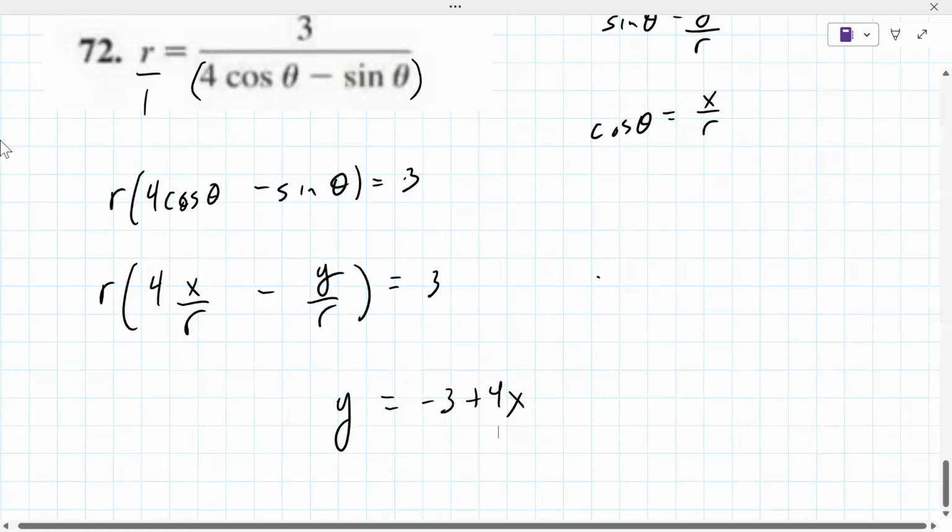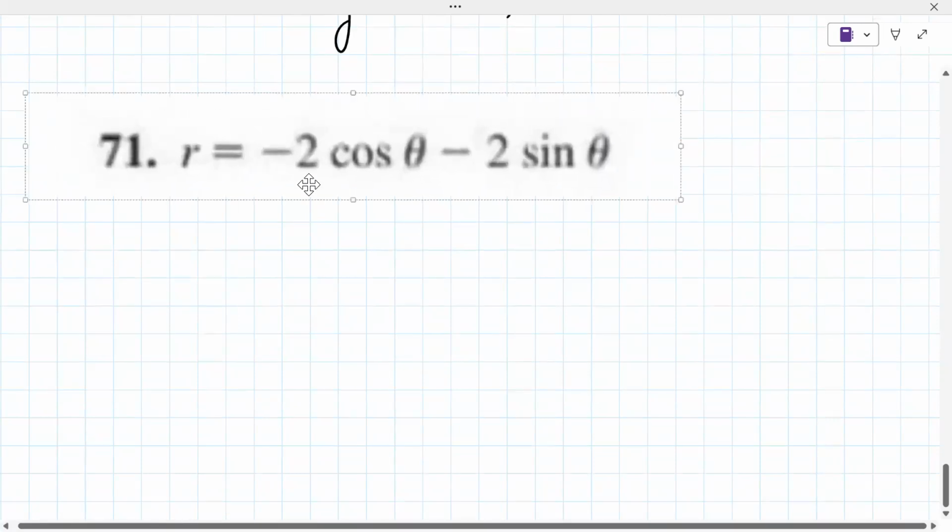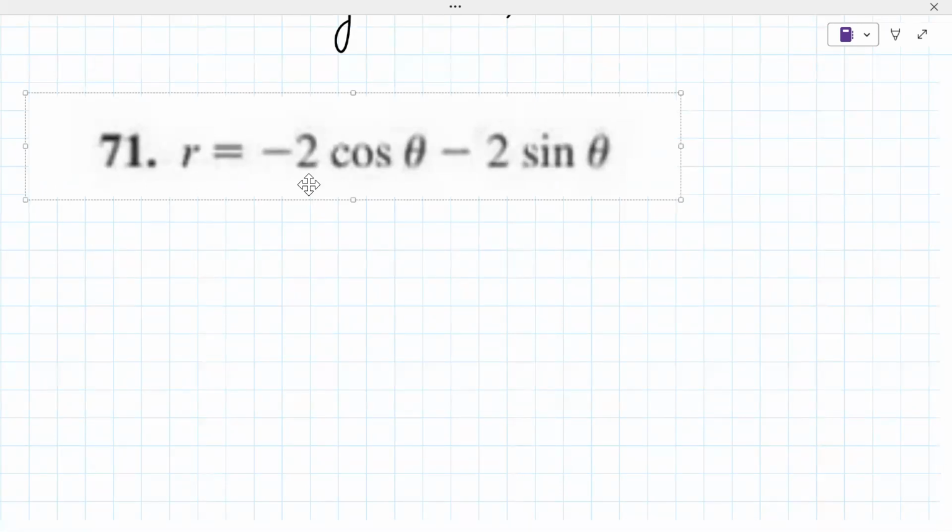Okay, and the expectation is that you will solve for y. All right, so we'll look at 71 together here. Tell me what to substitute for cosine theta and sine theta.